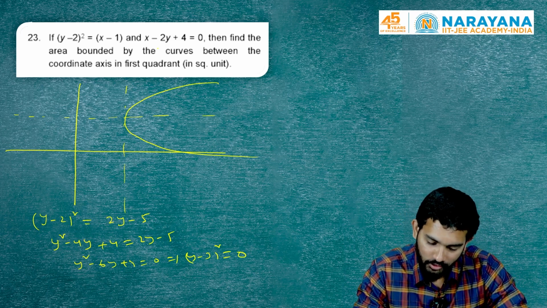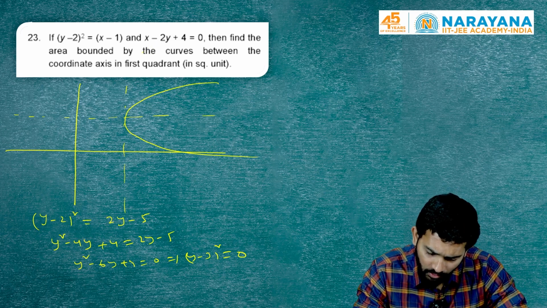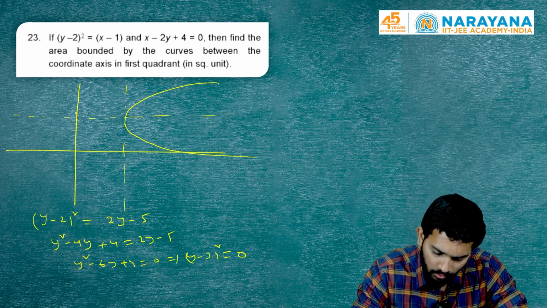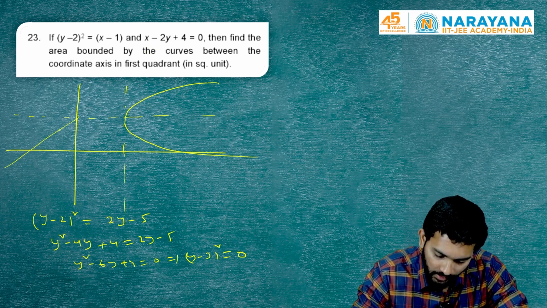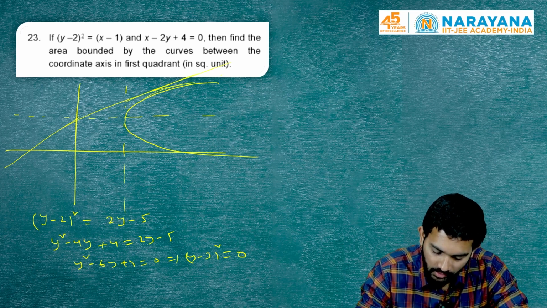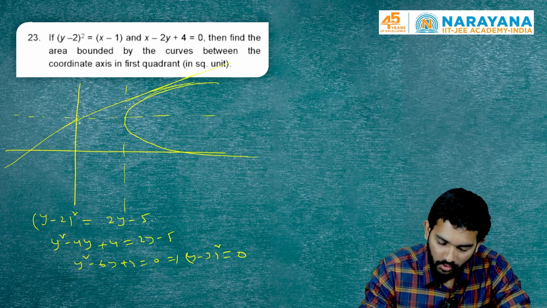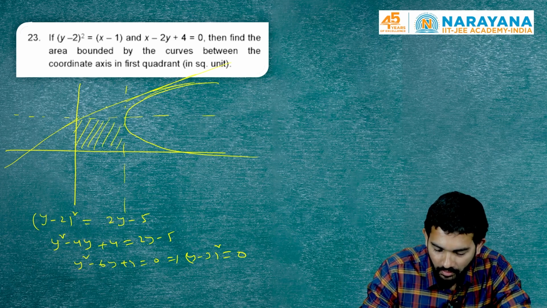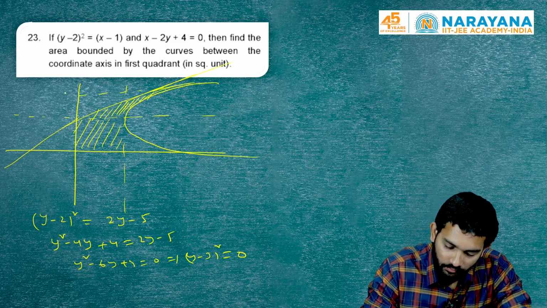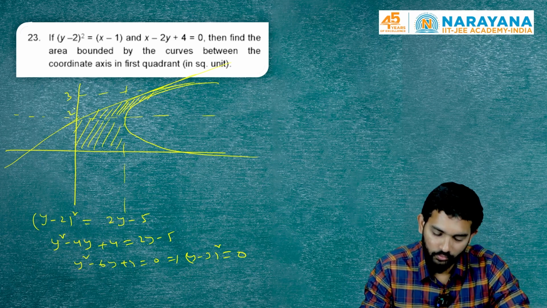And it is also passing through, when I put x = 0, y = 2. So the line will be something like this. It is a tangent like this. So between the coordinate axes in the first quadrant means I'll get this area plus this area, and this point is y = 3, this is y = 2.